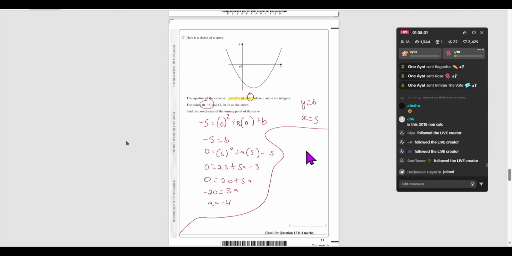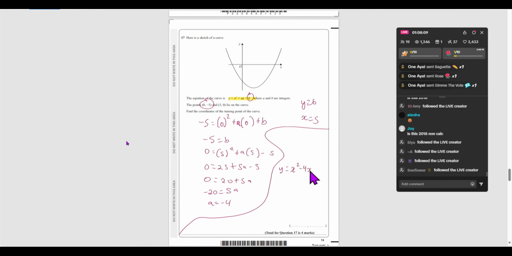So we can write y is equal, this is our equation, y is equal to x squared minus 4x minus 5. Now that is just our values a and b that we just discovered, okay? Then we'll use the method of completing the square. We will complete the square.